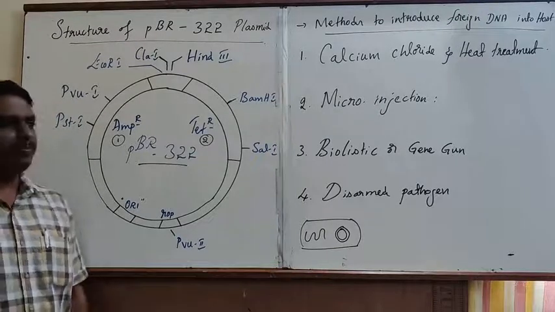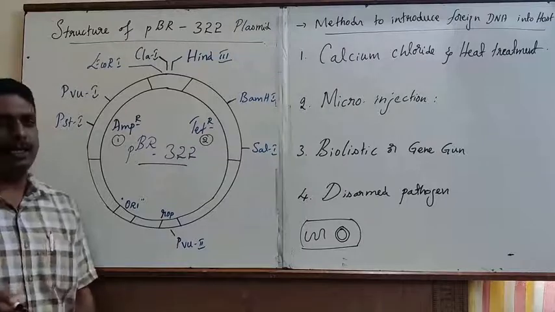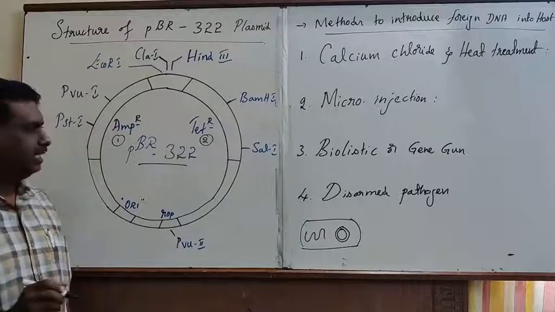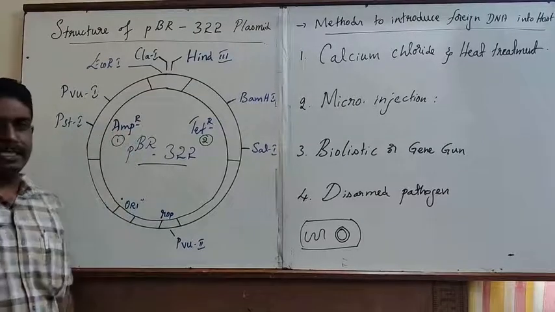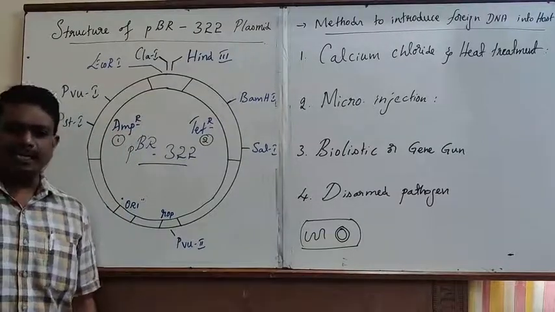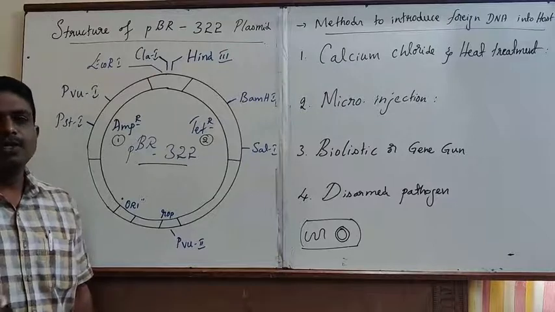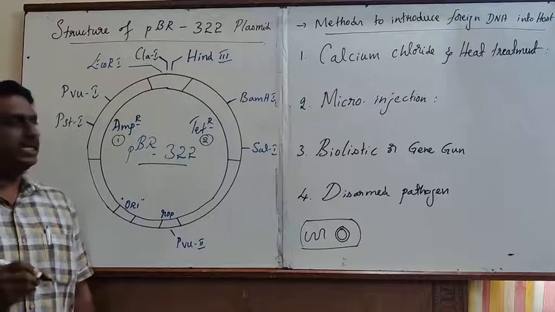The first important selectable marker is called the ampicillin resistance gene. The ampicillin resistance gene is characterized by the presence of two recognition sites.